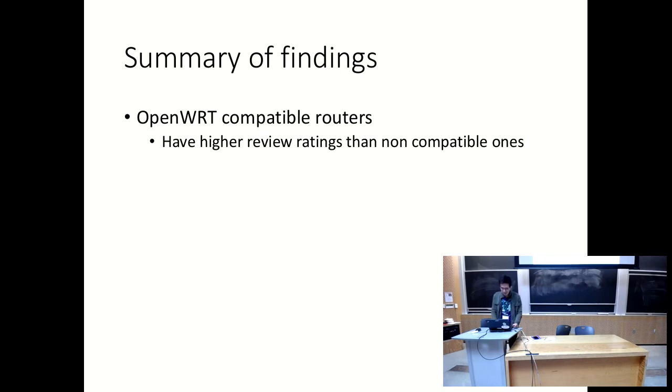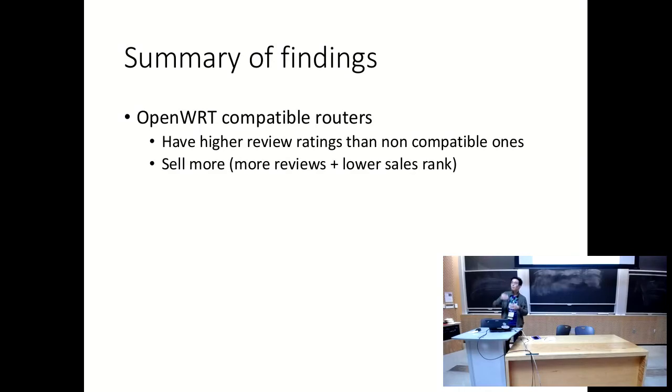But broadly speaking, OpenWRT compatible routers have higher review ratings than non-compatible routers. They sell more, and there are two different measures. They have more reviews to begin with, but Amazon also records the sales rank within each category of these routers, and they have lower sales rank, which means that they're higher up on the list of products with sales. They also last longer on the market. I don't know if this is particularly good for the companies themselves or bad, but they do last longer. And the same goes for the chipsets that are compatible with OpenWRT.